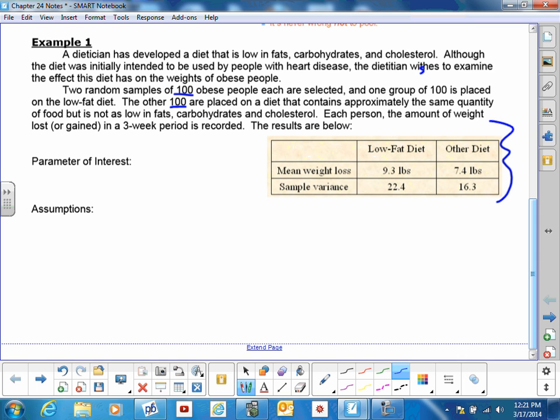Each person, the amount of weight lost or gained in a 3-week period is recorded, and here are the results. So what we have is the sample mean, and we have the sample variance. I missed this for 2 class periods. I just kept assuming that this was the standard deviation. It's not, according to this. You need to remember to pay attention.